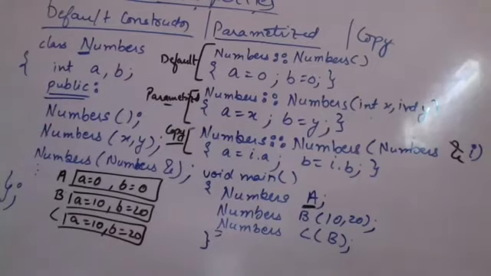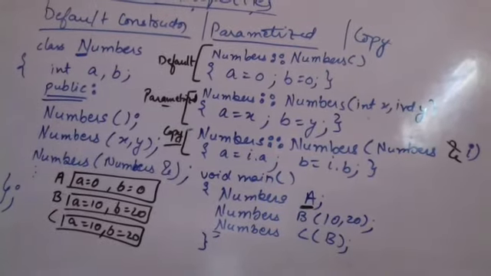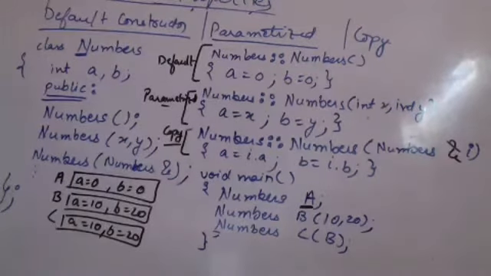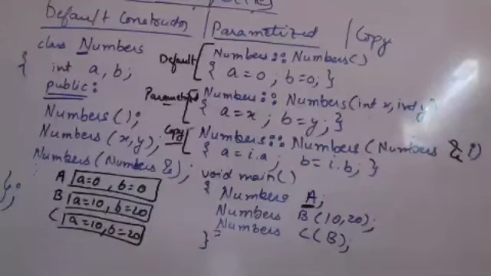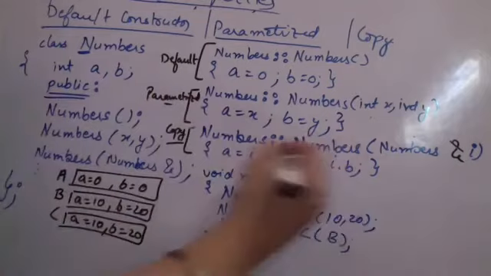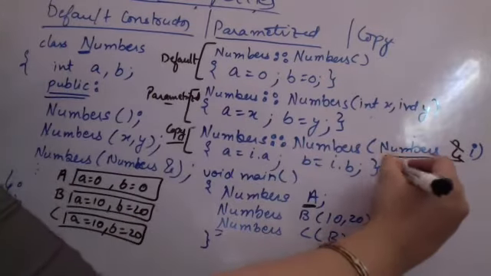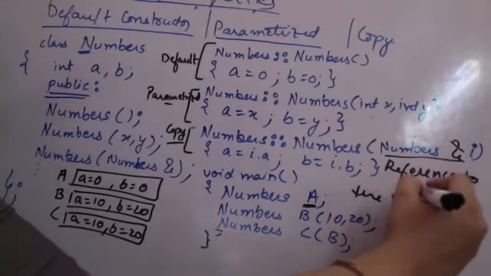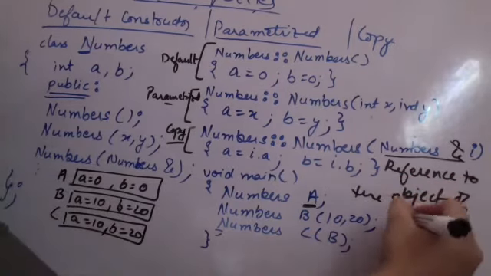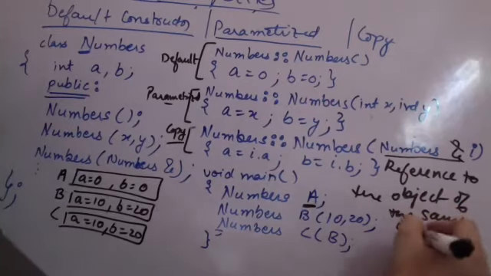If you want to write the proper definition of the copy constructor, let me give that to you first, so that you all know what we are saying. A copy constructor is a constructor that takes a reference to the object of the same class as an argument. I am again saying, copy constructor is one which takes reference to the object of the same class as argument.